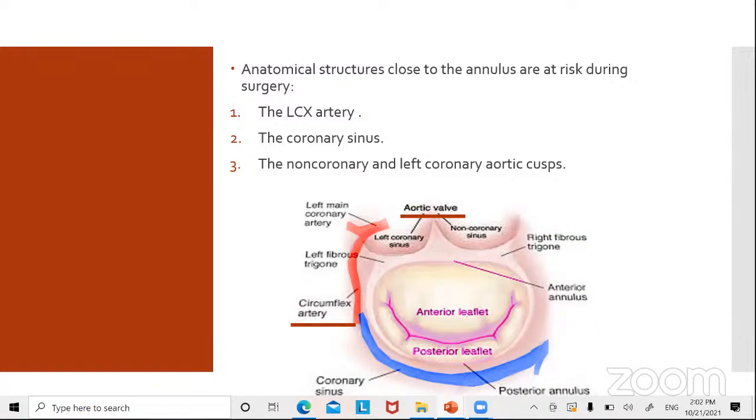And we have the non-coronary and left coronary aortic cusps, which are in close relationship with the base of the anterior leaflet. Although slight variation exists, these cusps are around 6 to 10 millimeters away from the anterior mitral valve annulus. So this distance represents a safety zone for the placement of sutures in this area, provided that the needle is properly oriented toward the ventricle.